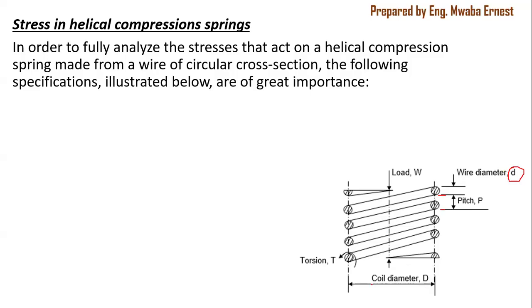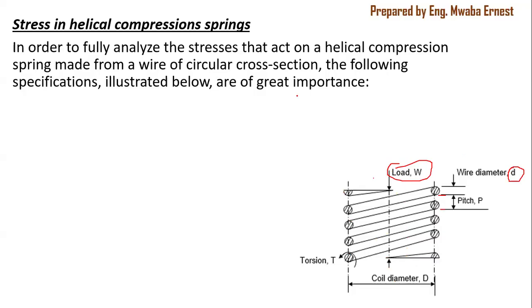Then we also have the coil diameter, capital D. This is the mean diameter of your spring from center to center. We're not talking about the outer diameter or the inner diameter. It's just the mean diameter of the whole spring when it has been coiled. And added to that, you may have a load acting on your spring and the torsion T, which tends to twist your spring when it is in operation. So these are the factors that we could be looking at.